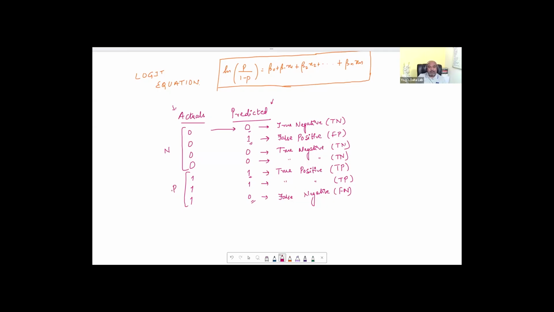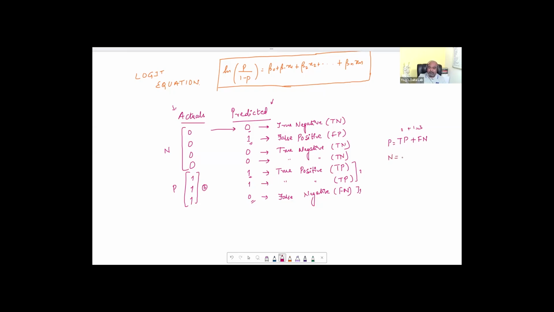So I can say that the actual number of positives, P, is equal to the number of true positives plus the number of false negatives. In this case, I have two true positives and one false negative. So 2 plus 1 is equal to 3. How many actual positives do I have? I have 3 actual positives. So P is equal to TP plus FN.